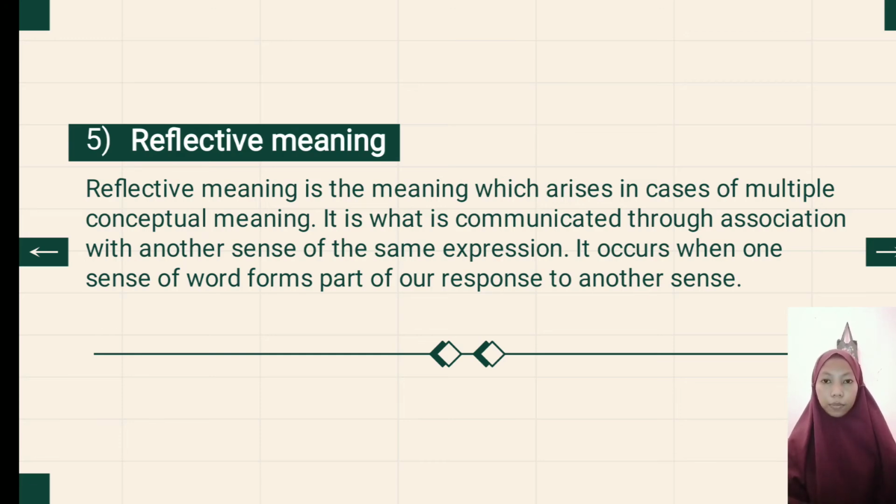So I will explain one of the 7 types of meaning, that is reflective meaning. Reflective meaning is the meaning which arises in cases of multiple conceptual meaning. It is what is communicated through association with another sense of the same expression. It occurs when one sense of a word forms part of our response to another sense.